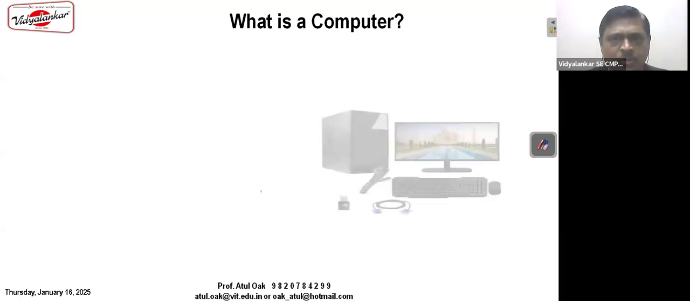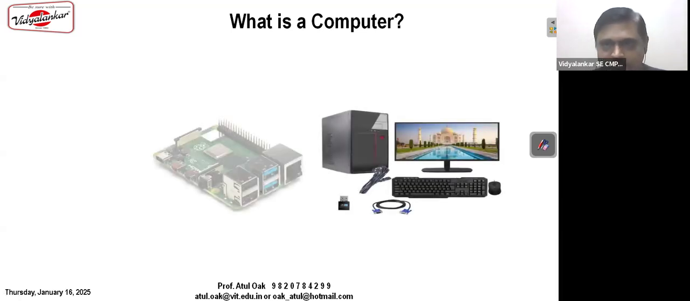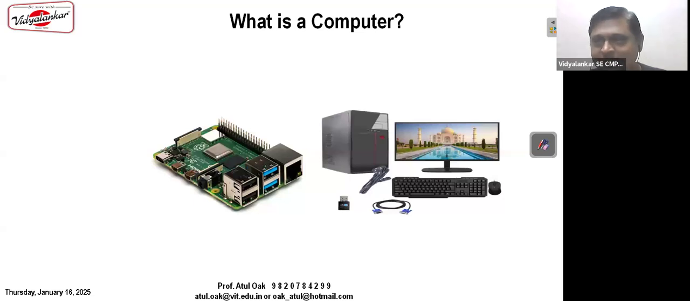This is what a computer is. Yes, look-wise, this is a computer. Just adjusting my screen. Give me a second. This computer you see in our day-to-day life is a typical desktop computer. And this computer is called Raspberry Pi, which is a small board computer.